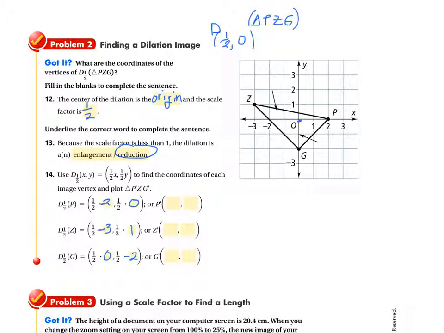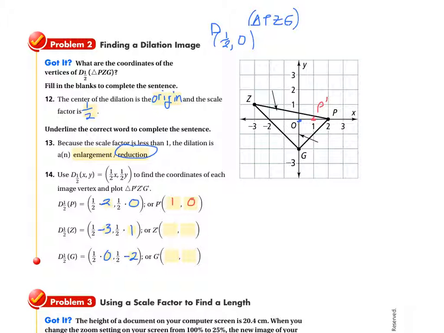And so our new ordered pairs, P prime, Z prime, and G prime, end up being the following. So we're going to take half of 2, which is 1, and half of 0, which is 0. So we're going to plot that ordered pair to the right one, up 0. And this ends up being P prime.